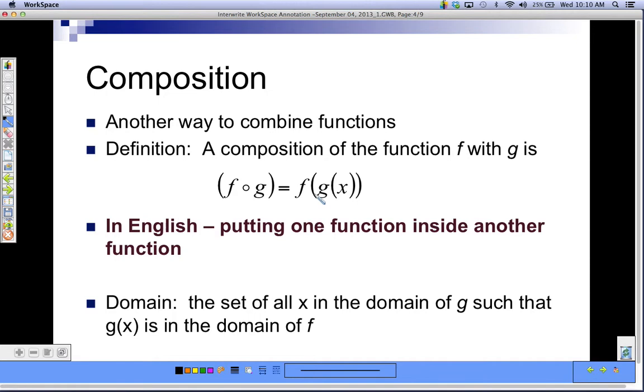Your domain is going to be the set of all x in the domain of g such that g of x is in the domain of f. And we'll talk more about that.